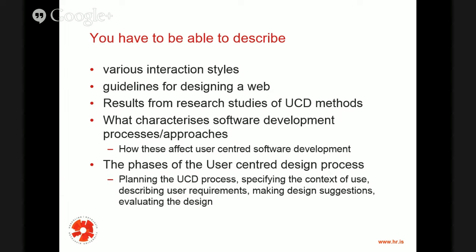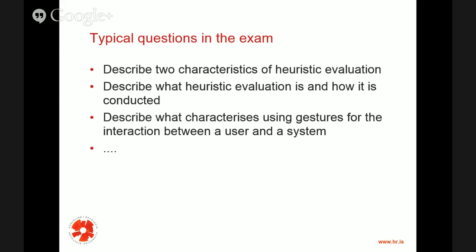That would be possible issues for questions. Yeah, okay. So typical questions for the exam in the knowledge category of the learning outcomes could be: describe 2 characteristics of heuristic evaluation. Describe what heuristic evaluation is and how it is conducted.